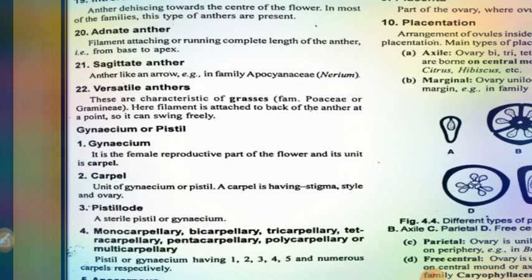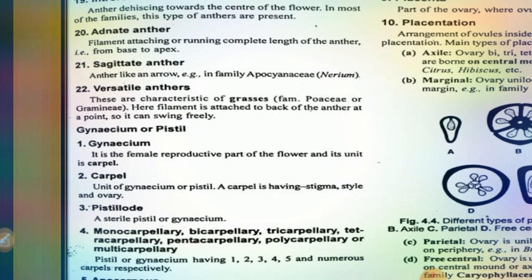Then gynoecium or the pistil. The gynoecium means the female reproductive organ of the flower, and its unit is the carpel, or the pistil. A carpel has the stigma, style, and the ovary. In case of the stamen, it consists of the anther, filament, and the connective, but in case of the gynoecium, it consists of the stigma, style, and the ovary.